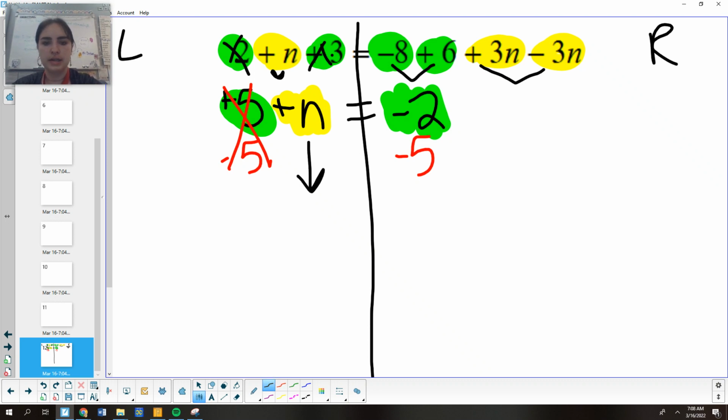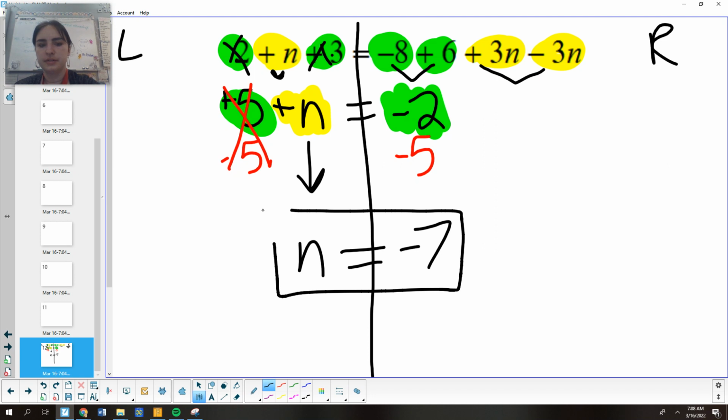We're going to bring down n equals, and then we've got negative 2 minus 5, which gives us a negative 7. I always suggest you guys draw a box around your final answer, especially once things start getting lengthy.